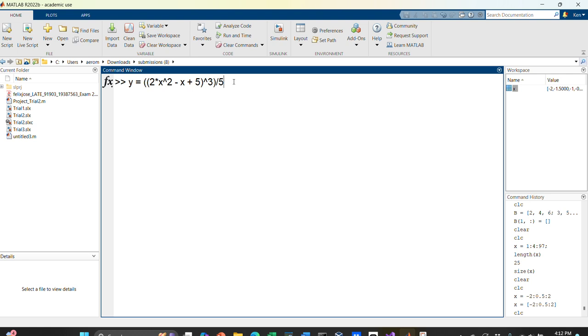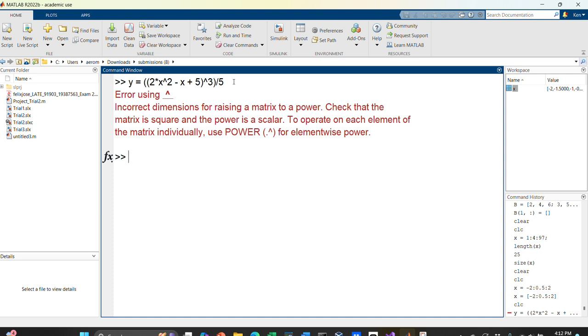Now I'm purposely going to get an error here. And I want to see if we can identify why. It doesn't work. Well, we just learned that because x is an array, we can't square x this way. We have to put a period here. So let's go back. Right after the x and before the operator, we're going to put a period. Let's see if that one works.